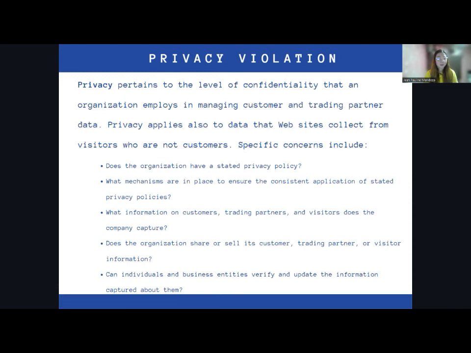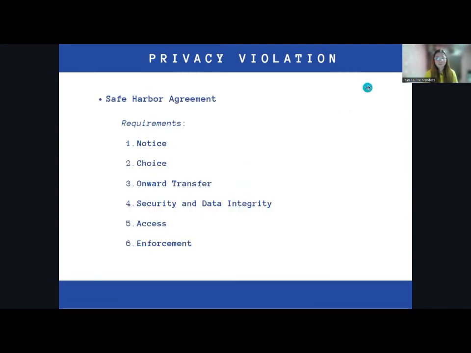Specific concerns include: does the organization have a stated privacy policy? What mechanisms are in place to ensure the consistent application of stated privacy policies? What information on customers, trading partners, and visitors does the company capture? Does the organization share or sell its customers', trading partners', or visitors' information? Can individuals and business entities verify and update the information captured about them?